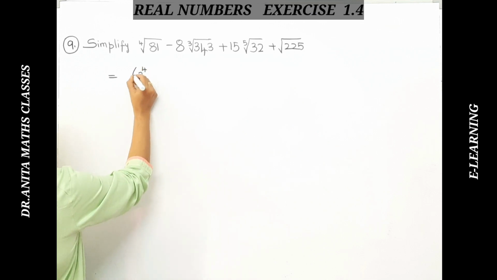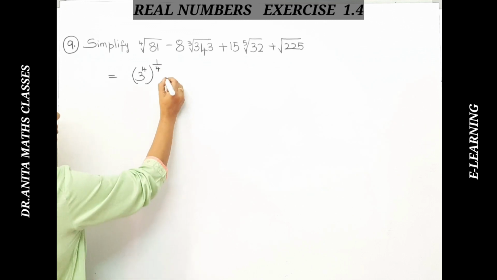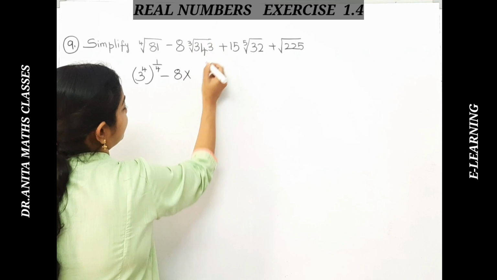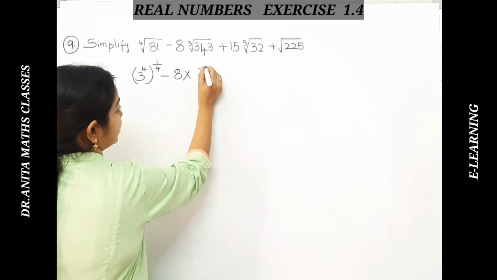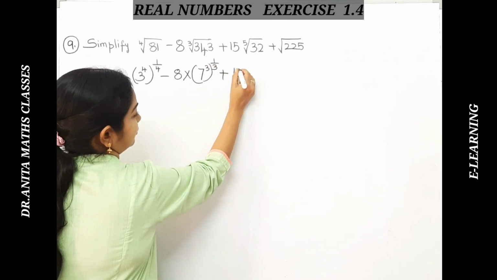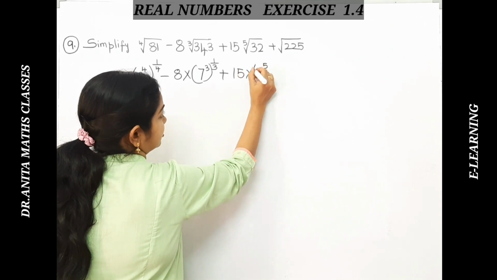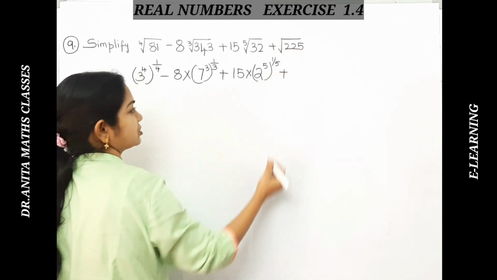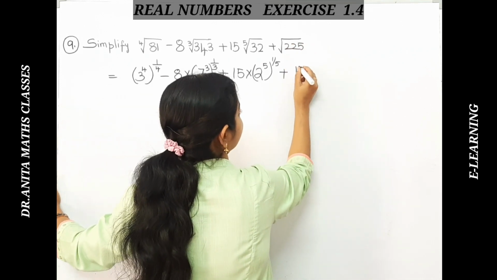If you don't know, do the prime factorization of 81. So here this root, if I write it in the exponent form, it becomes 1 over 4, minus 8 multiplied by, so this is multiplied, isn't it, cube root of 343. We know 343 is 7 cube, 7 cube whole raised to the power of 1 over 3, plus 15 into 32 is 2 raised to the power of 5. So only for 32 it is fifth root. Now this is square root of 225. Square root of 225, clearly it is just 15.